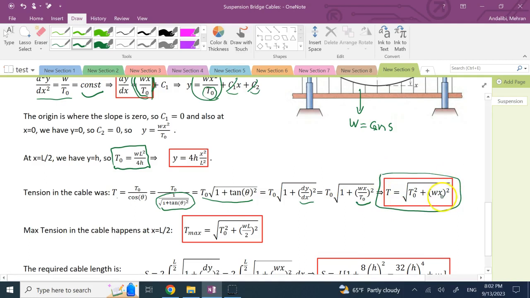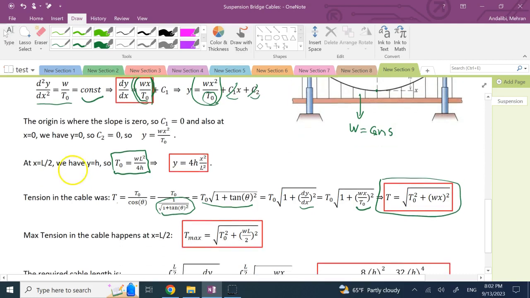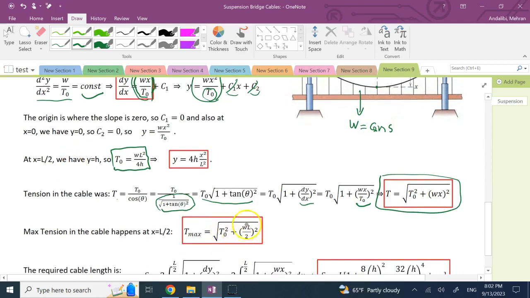You see, it does depend on x. At x of 0, which is at the origin, it's this minimum tension, which is equal to T naught. But as I get away from the origin, T grows with x. And at this point or this point, you get what? The maximum tension, which is square root of T naught squared plus WL over 2 squared, where T naught is this constant. Okay, so this is the maximum tension in the cable.